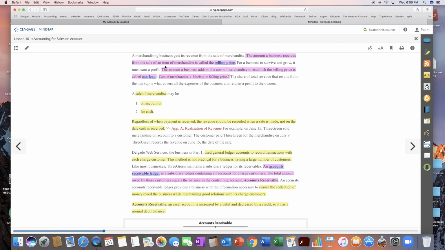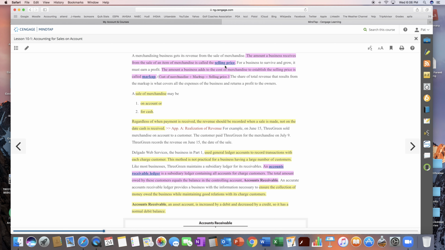The amount a business receives from the sale of an item of merchandise is called a selling price. So when we sell something, we will make a sales credit journal entry. But that does not include sales tax and things like that. But the selling price is the amount the business receives when we sell an item.